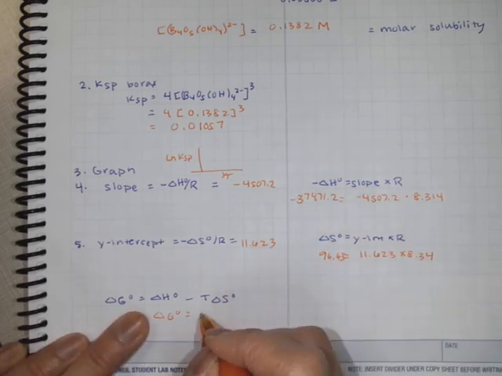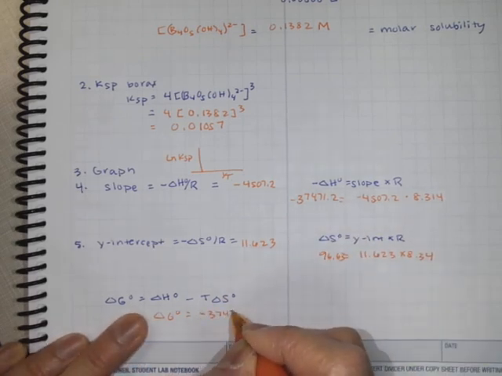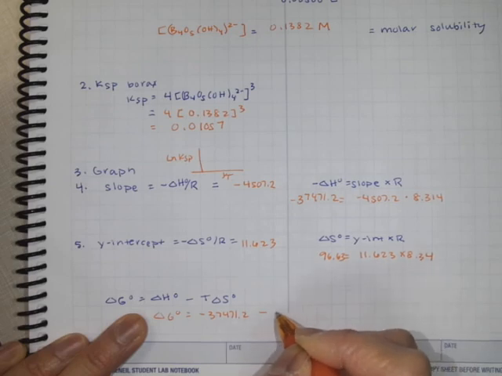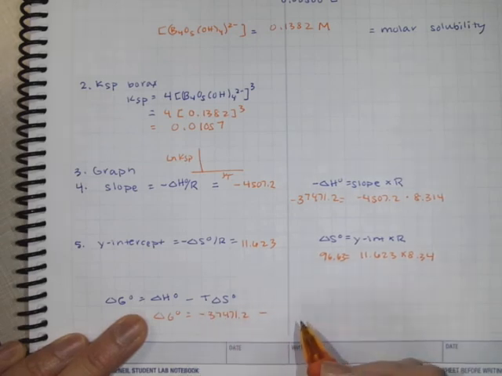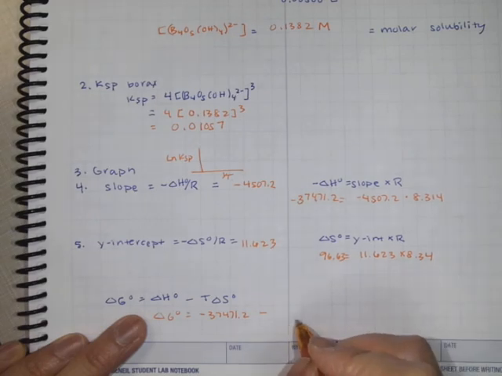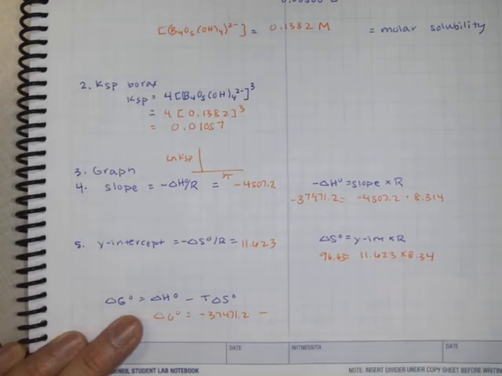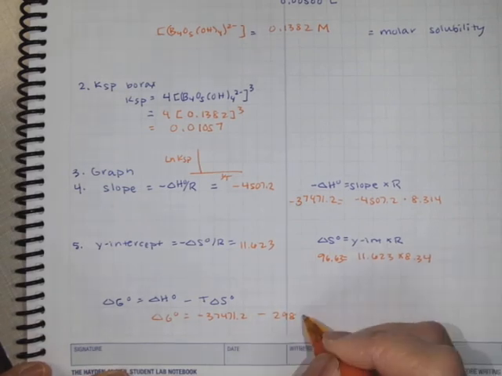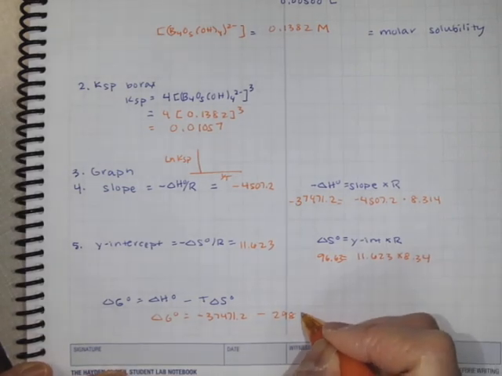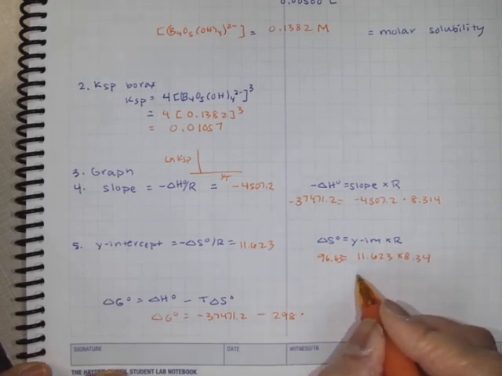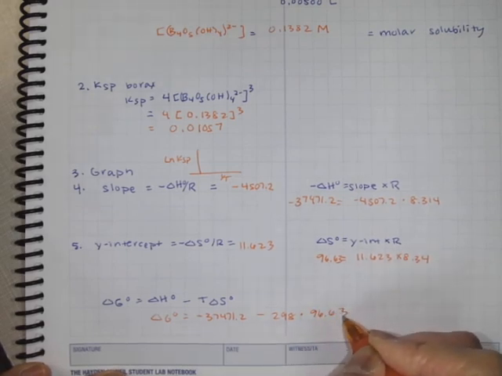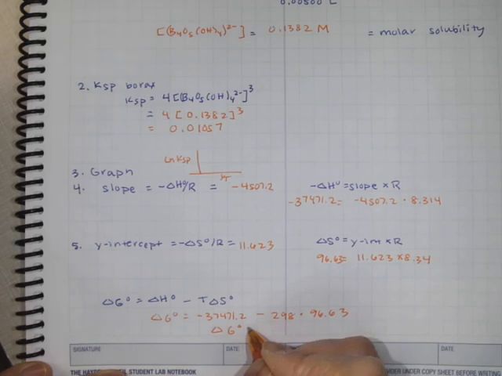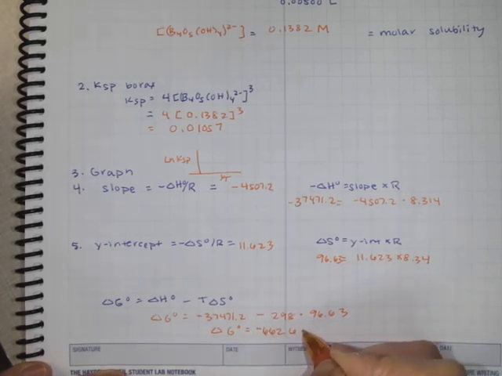So it's negative delta H, 37471.2, minus, now you just plug in your T delta S, 298 K. This is at room temperature. So 298 times the S, which is 96.63. So delta G, the free energy, for this is going to be negative 66268.